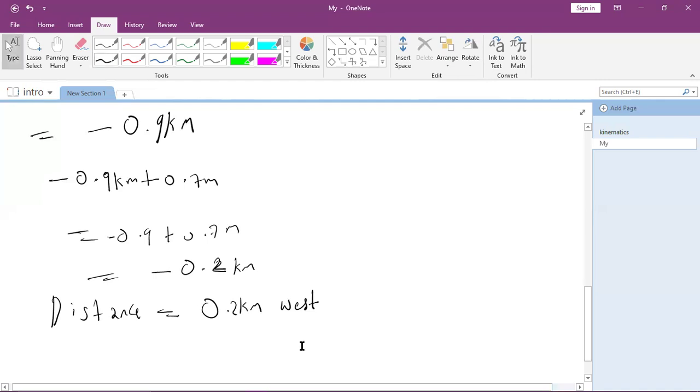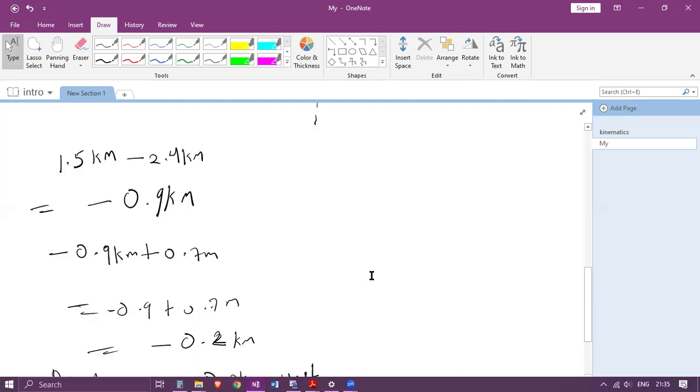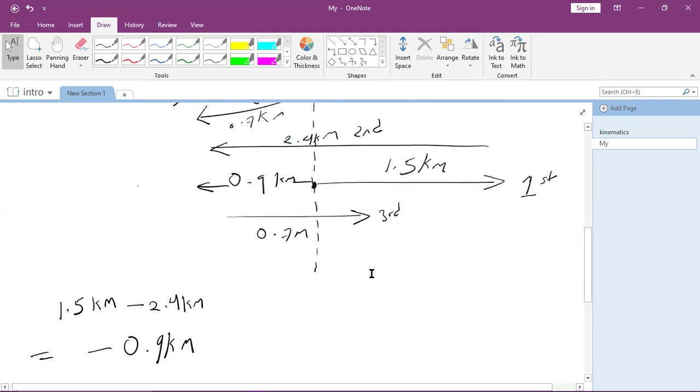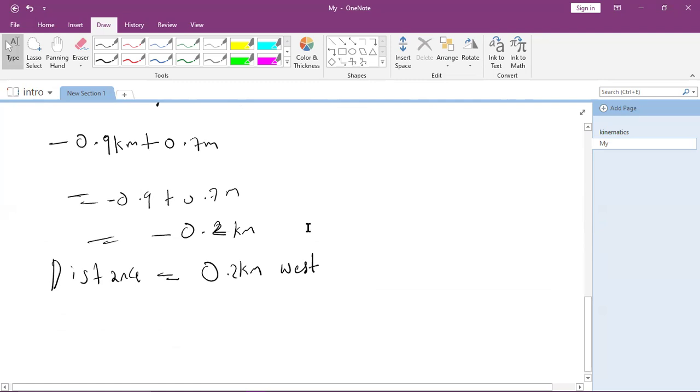What else again? The distance would be what? Now I don't know if they are asked for the total distance. If it was the total distance, that would be 1.5 plus 2.4 plus 0.7. But they just ask for the distance. Oh, I'm making a mistake here. This should be displacement, sorry. Sorry for that mix-up. Displacement has direction, remember. Distance does not have direction.